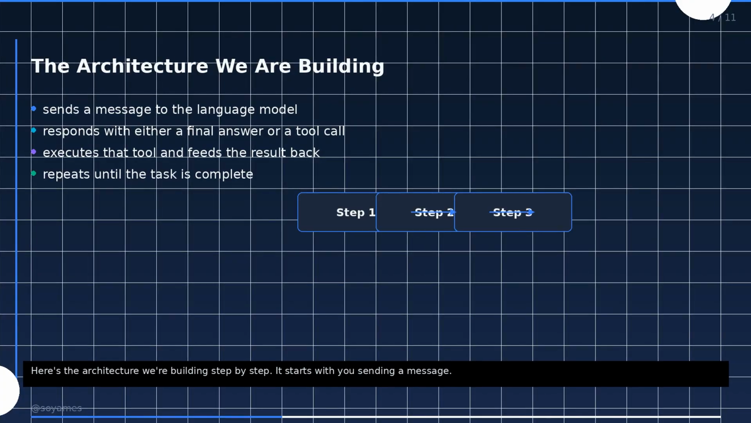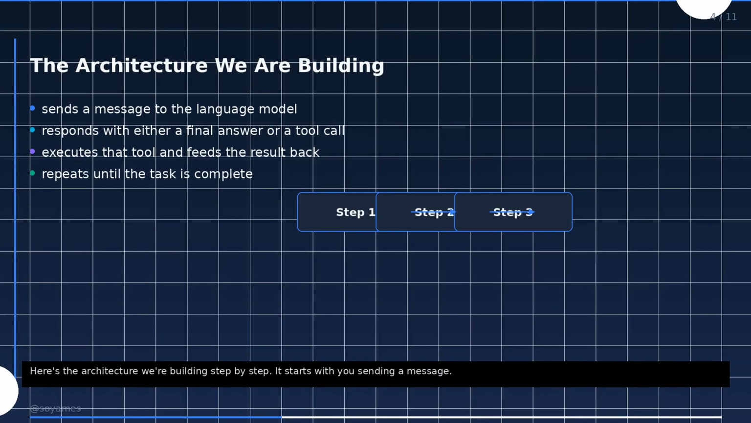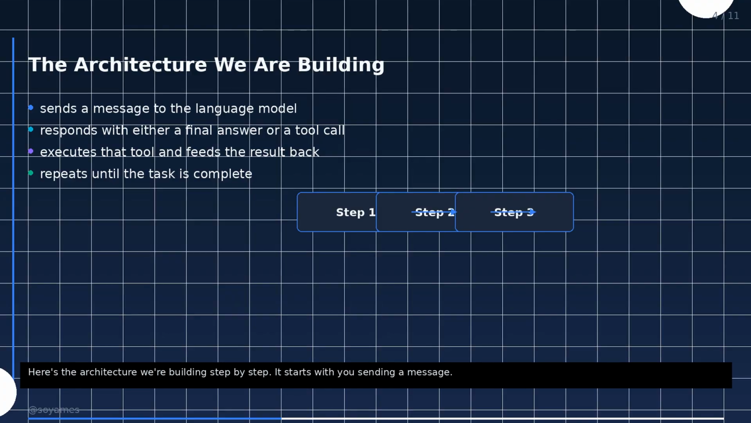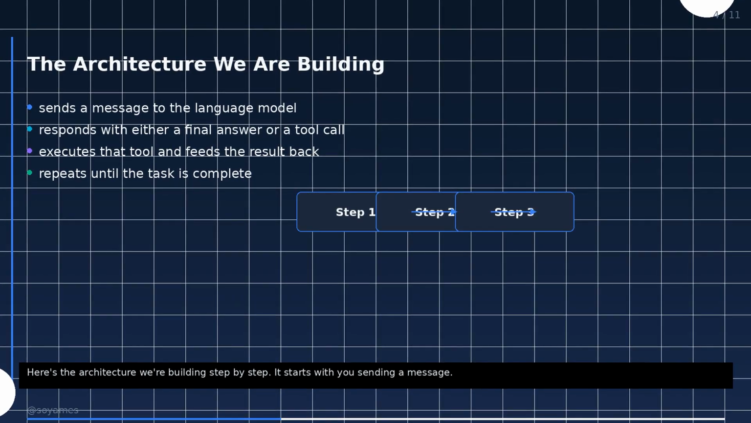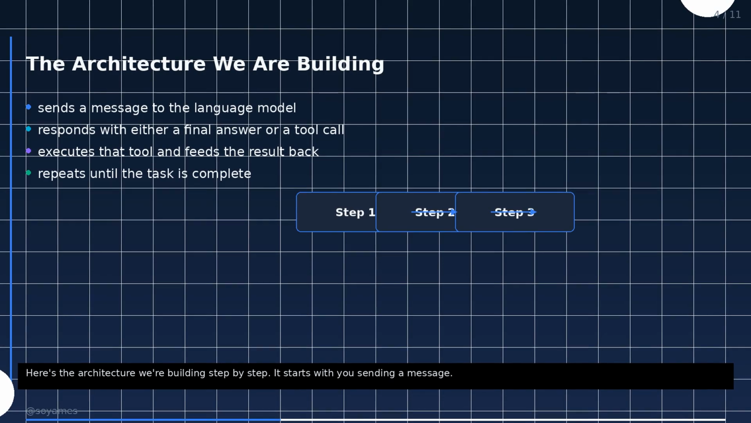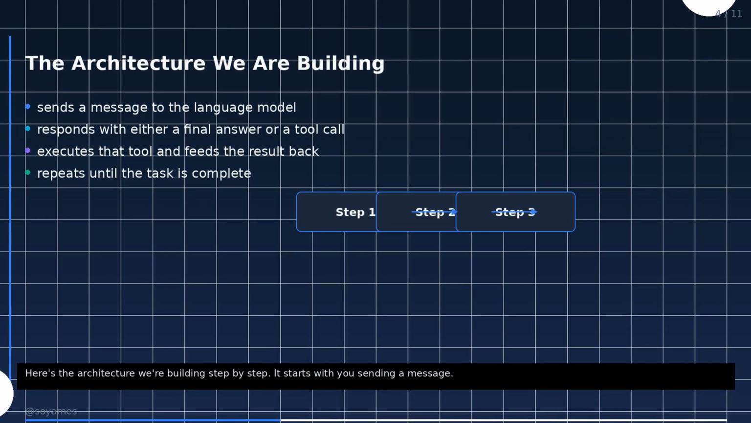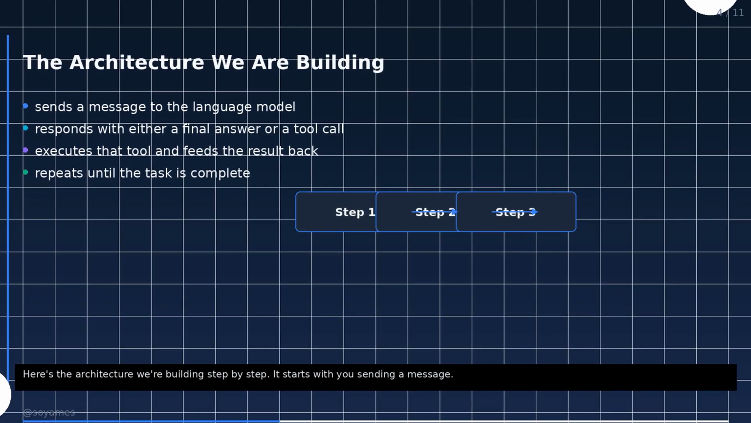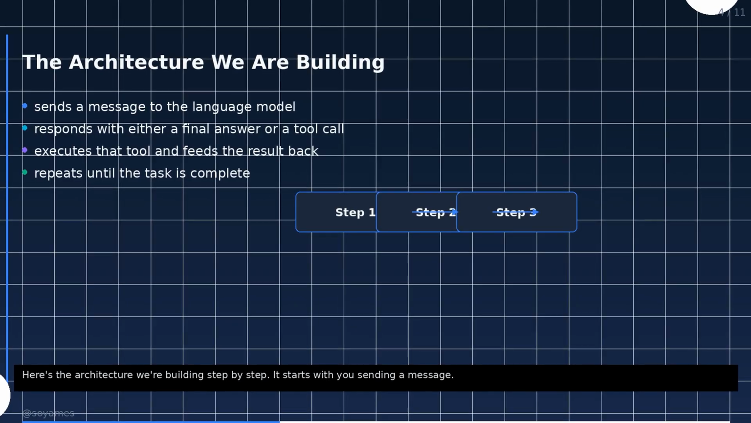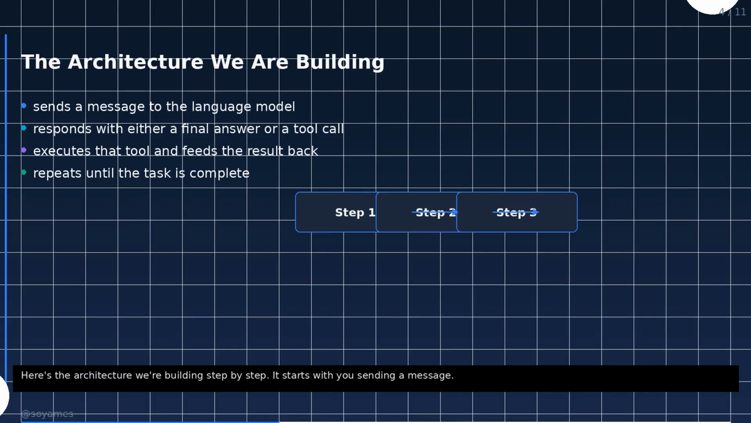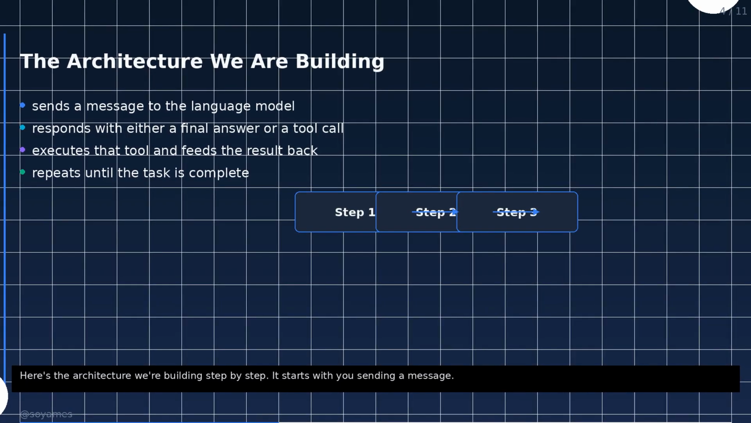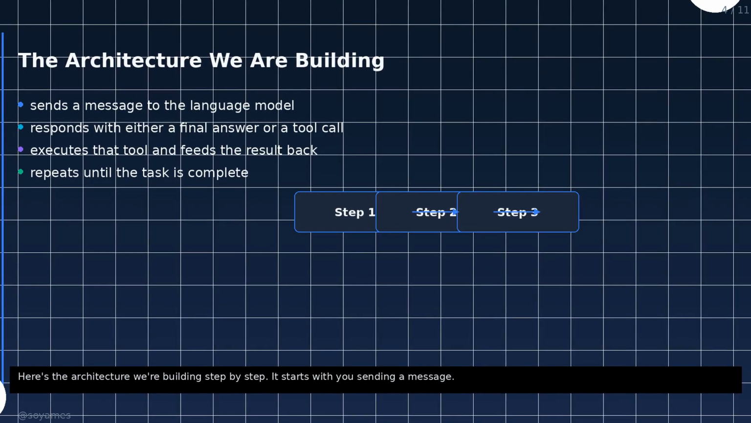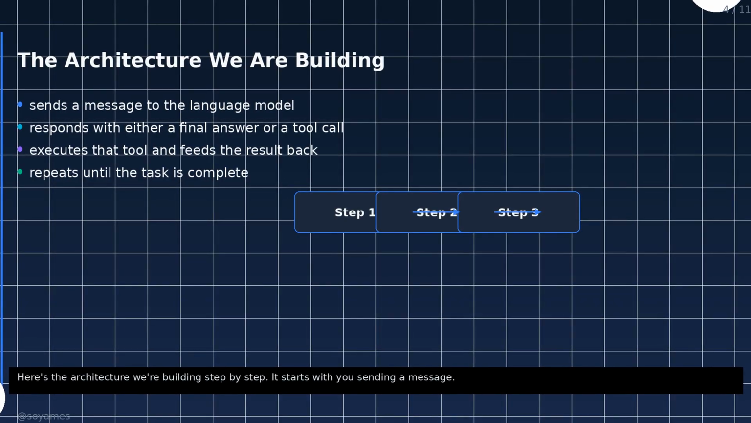Here's the architecture we're building step by step. It starts with you sending a message. That message goes to the language model along with your system prompt and conversation history. The model thinks and responds with either a final answer or a request to call a tool. If it's a final answer, we return it and we're done. If the model requests a tool, the agent executes that tool, grabs the result, and feeds it back into the loop. The model sees the tool output and decides what to do next. This cycle repeats until the task is complete. Simple on paper, incredibly powerful in practice.